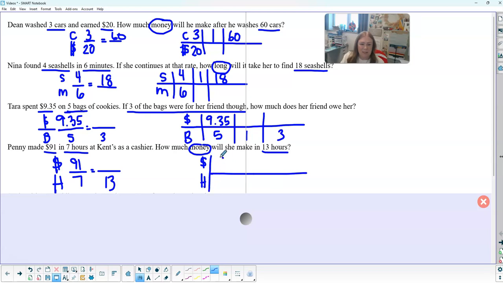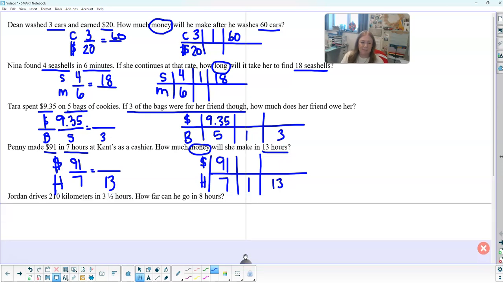And so my money was 91. My hours was 7. There's not a great way to get from 7 to 13. So first we want to find how much she makes in 1 hour, dividing by 7. Then we want to take that and apply it to 13 hours. So times by 13, take this number, times by 13. So either way you're doing it, you're getting the same answer.